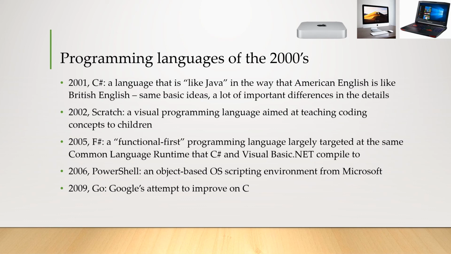Scratch was a visual programming language developed at MIT's Media Lab aimed at teaching coding to kids. You may have seen various implementations of Scratch where you drag little blocks of code onto a visual programming space. F# was a function-first programming language. PowerShell is an object-based scripting environment for Microsoft. It's a very different way to write scripts than anything people were used to before. And Google wrote Go in an attempt to improve on C that is, at this point, mostly used by people at Google.